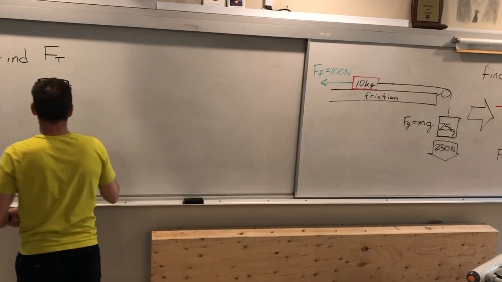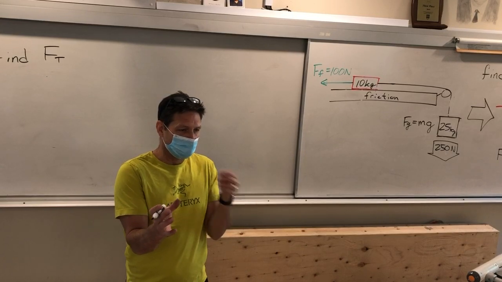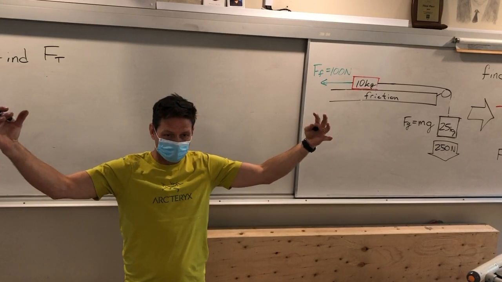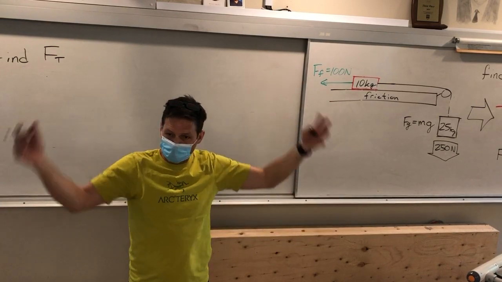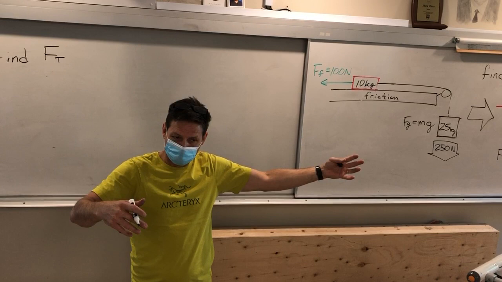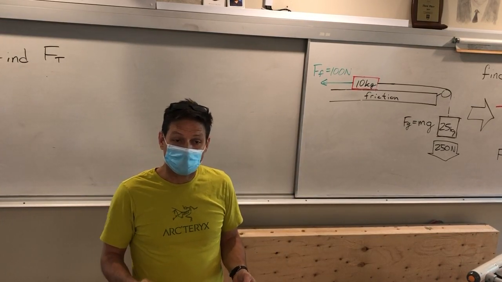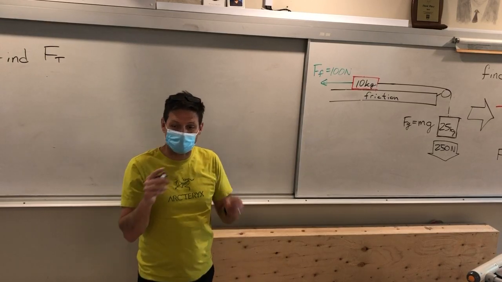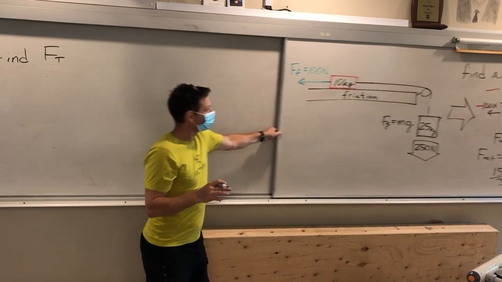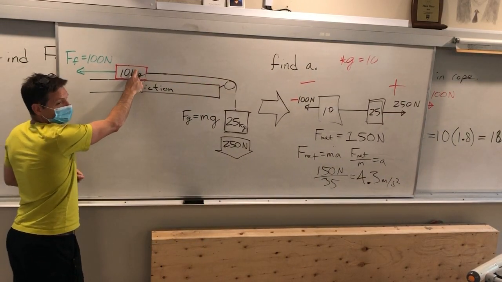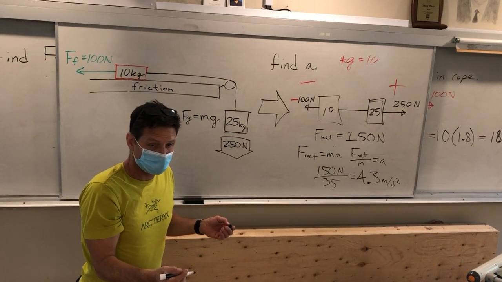So, remember, this is a strategy. You have the whole system, right? And we use the net force on the whole system to find the acceleration. What do we know about the acceleration? Good. It's the same for all the objects. So if I know the acceleration on this, I can calculate its net force, right?